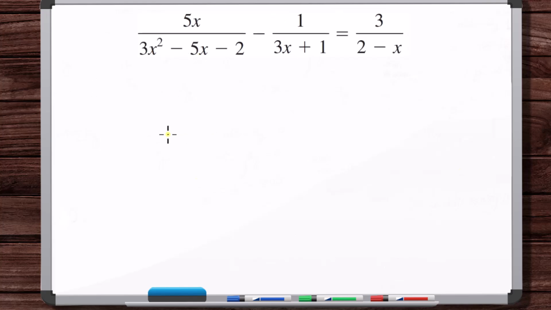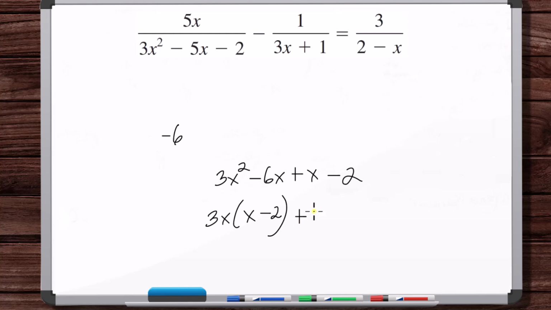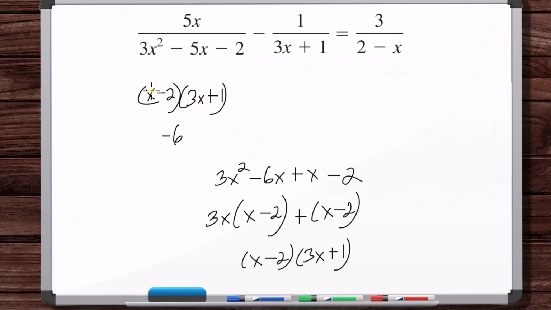Okay, let's see. Can we factor this? So minus 6. 3 times minus 2 is minus 6. So we can do 3x squared, let's do minus 6x plus x minus 2. Okay, so factor out 3x here. We've got x minus 2 plus x minus 2. So we get x minus 2 times 3x plus 1. So, okay, x minus 2, 3x plus 1. Okay. And then here, let's change this to x minus 2 like that, right? Okay.